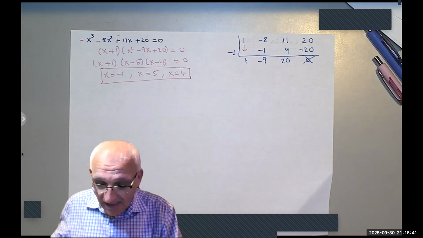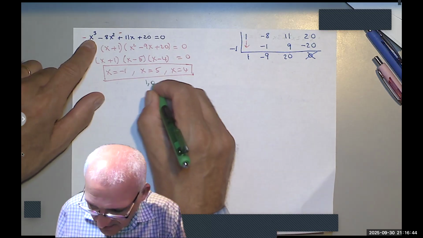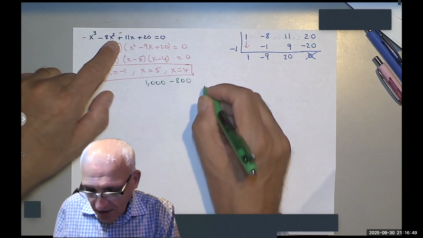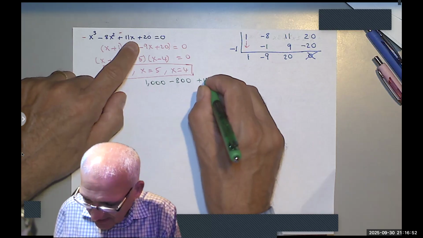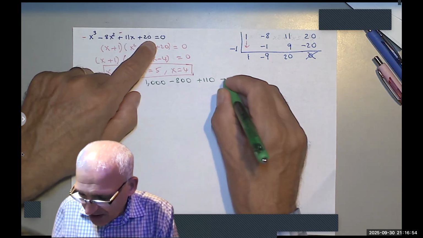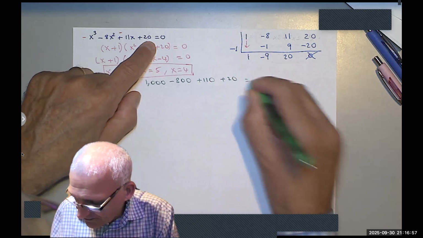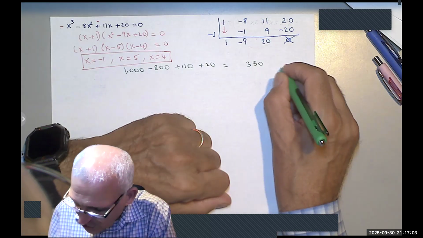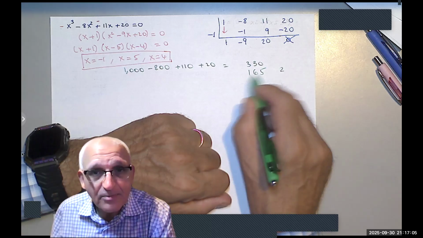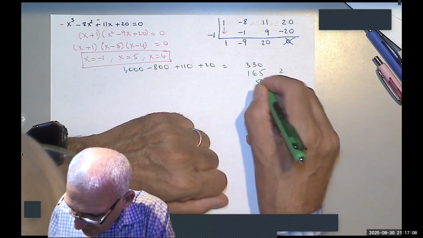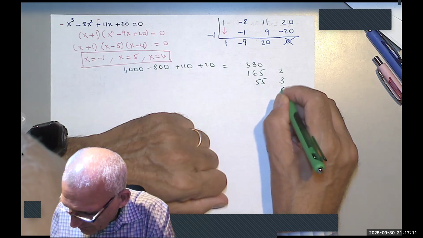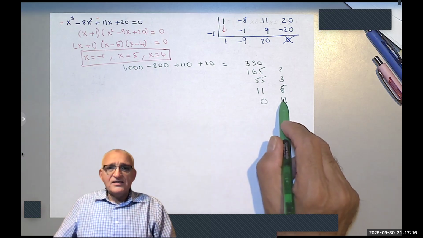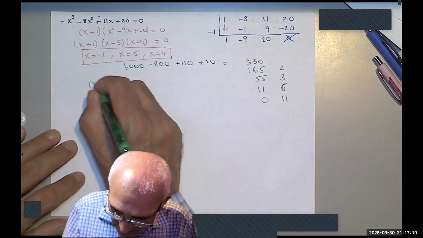Number 2, I have x cubed, that's 1,000. Minus 8 times 100, minus 800, that's 200. Plus 11 times 10, so plus 110, that's 310 now. Plus 20, that's 330. Okay. Take the prime factors, divide by 2, you get 165. This is divisible by 3. Divide by 3, you get 55. Divide by 5, you get 11. Divide by 11, you get 1. 11 is x plus 1. There is nothing else, right? So x plus 1.